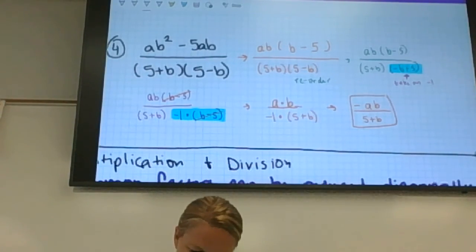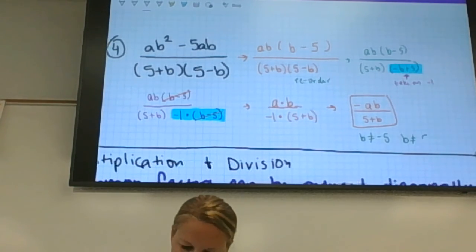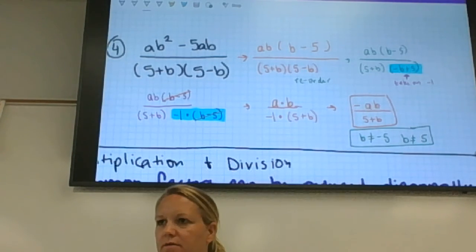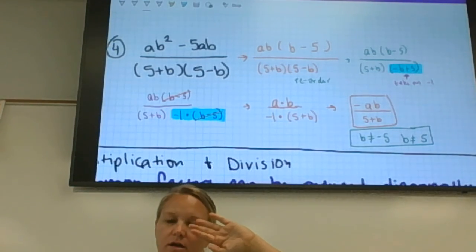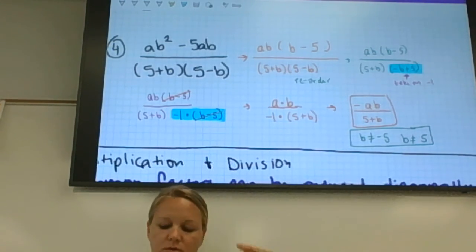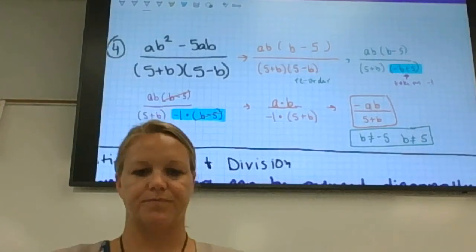So I'm going to say here that B can't be negative 5 and B can't be positive 5. No, because A is only in the numerator and undefined values come only from denominators.